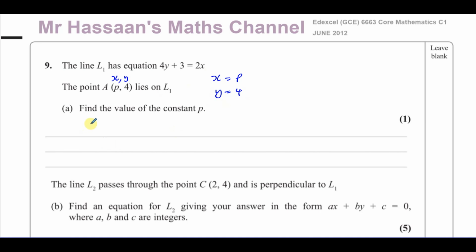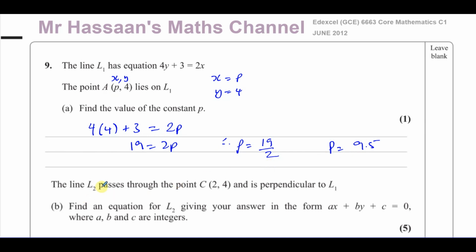So you have 4y plus 3, so 4 times 4 plus 3 has to be equal to 2 times p. That gives you 16 plus 3, which is 19, equals 2p. Therefore, p must be 19 over 2, which you can write, if you want, as 9.5. They didn't ask for the coordinates of A, just the value of p, which is the x coordinate of point A.